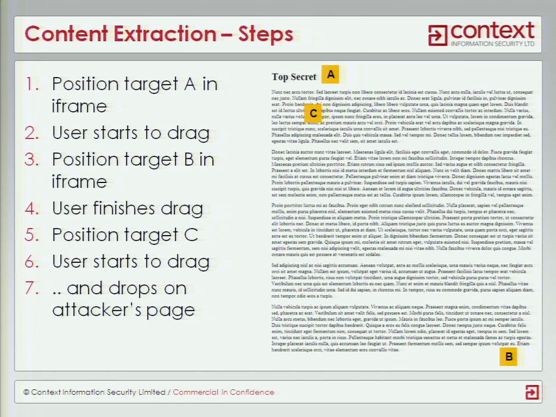So then the user finishes that drag, and then we need to get the user to drag again. And so in this case, we would target position C. At this point, all the text on the page would be selected. And then we get the user to drag. Again, in the example at the beginning, it would be moving the puzzle piece for the second time, and it would drag the content from the iframe and drop it onto the attacker's page. Now, I'm going to show you an example of this at the end to see exactly how that works when I show you the clickjacking tool.